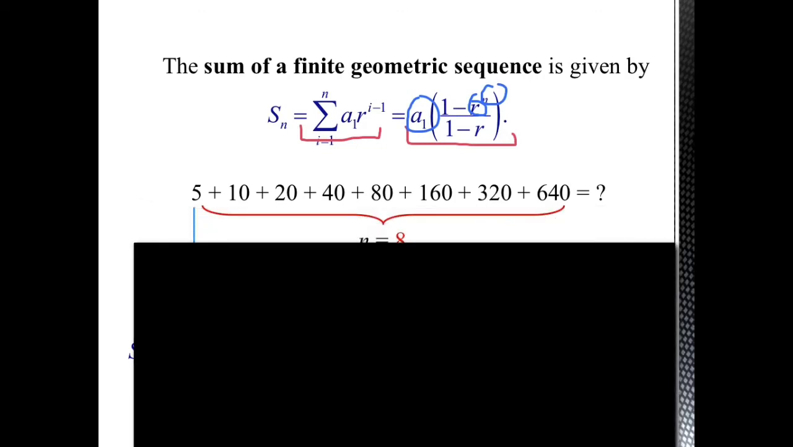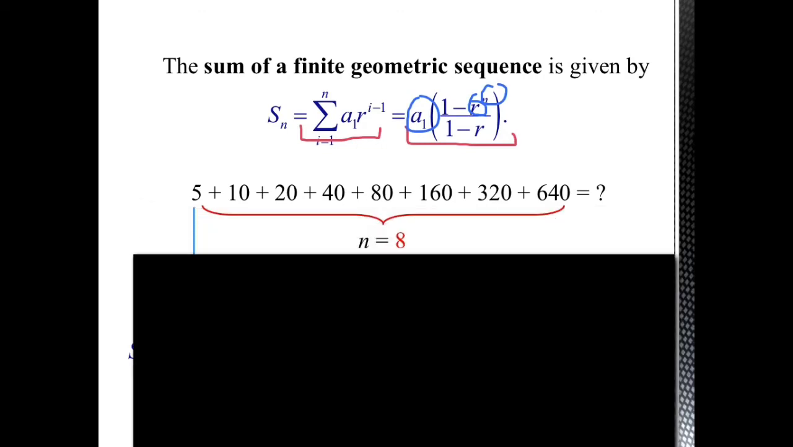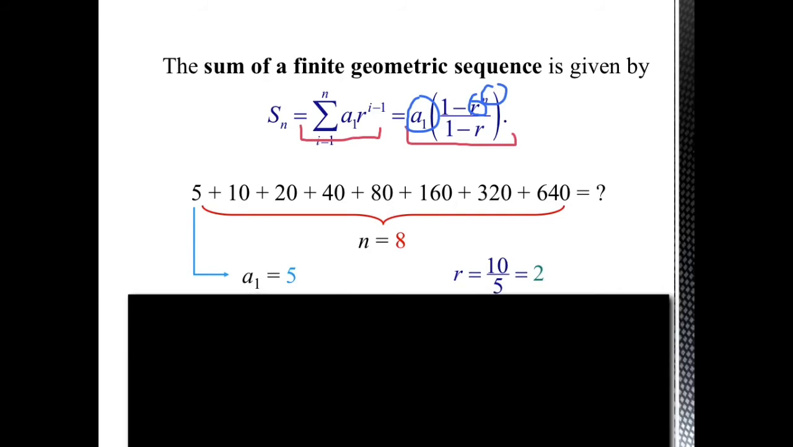So if we count up all the terms, we could very quickly get that n is equal to 8, and now my first term is 5. By dividing two consecutive terms, 10 over 5 or 80 over 40, we get that r is equal to 2. So now I know those three things that I need to know. My next step is to plug them into my formula.